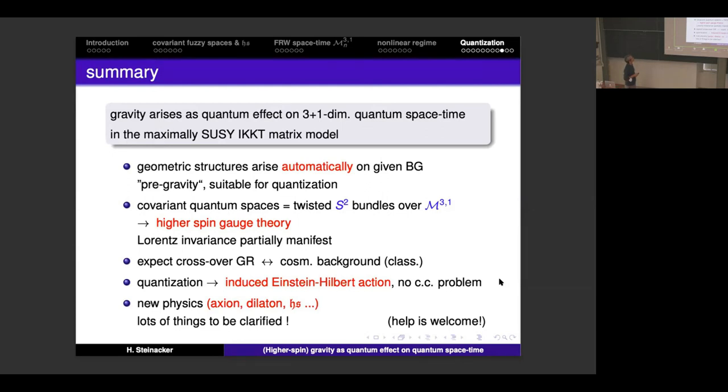So the summary is, gravity really arises as a quantum effect on these three plus one dimensional quantum spacetimes. It only works in this maximally supersymmetric model. Everything else is completely pathological. Everything else will diverge. This is finite. There is no ultraviolet divergence here. And all these geometric structures really come out automatically. You don't construct anything. You just put in a type of background and all the stuff just comes out from the model. That's why it is a good model, I think. And it contains, of course, new physics. So there is this extra stuff with axion, dilaton and all this higher spin story, and all of this remains to be clarified. And there are lots of things to be done. And let me stop here.